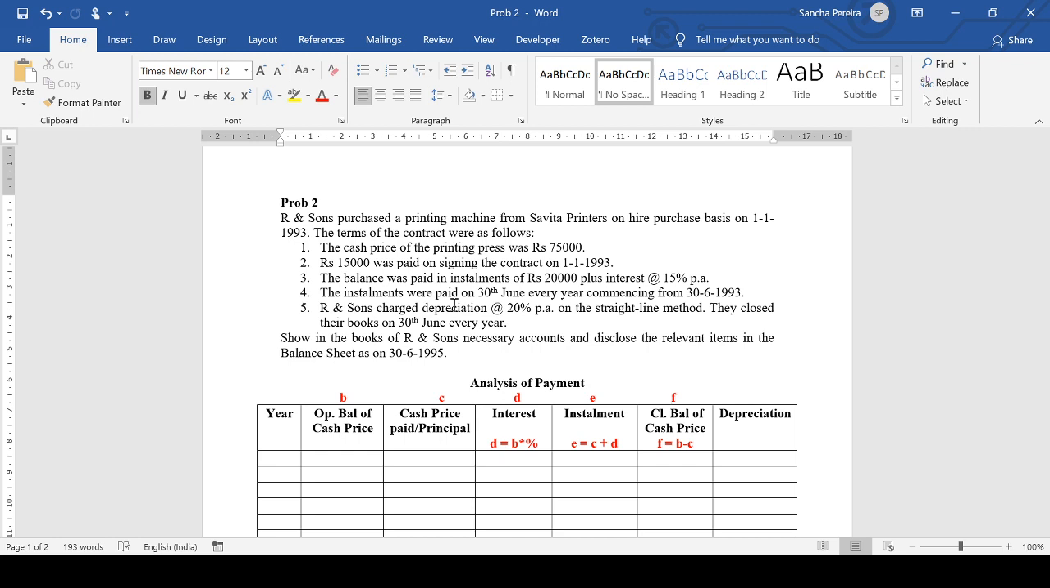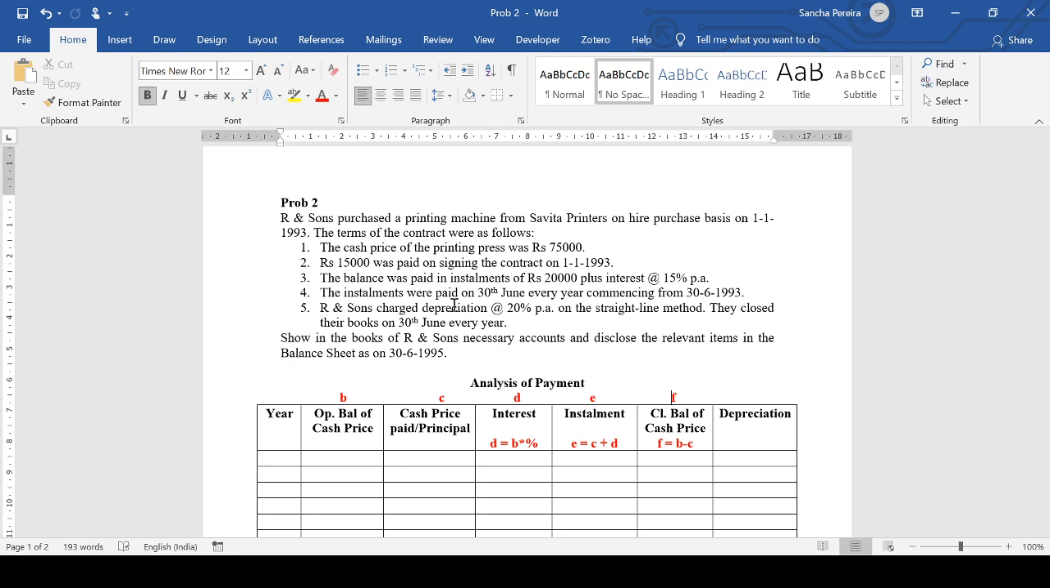Rupees 15,000 was paid on signing the contract on 1st January 1993. So in this problem we have the dates as well, and if they say rupees 15,000 was paid on signing the contract, that is the day the contract is signed, 15,000 is paid. Obviously that becomes the deposit, or we also call it the down payment. The next statement is very important.